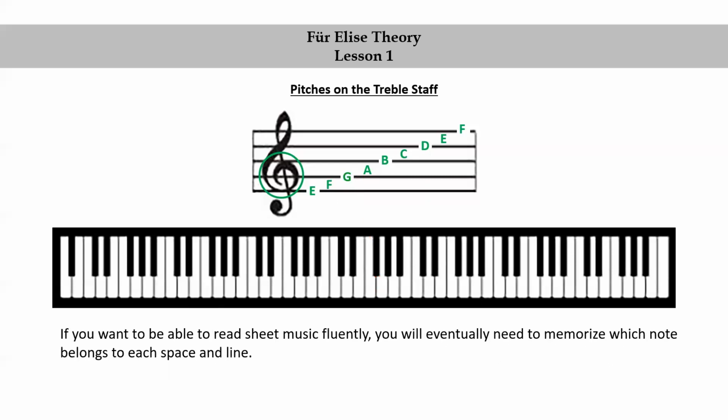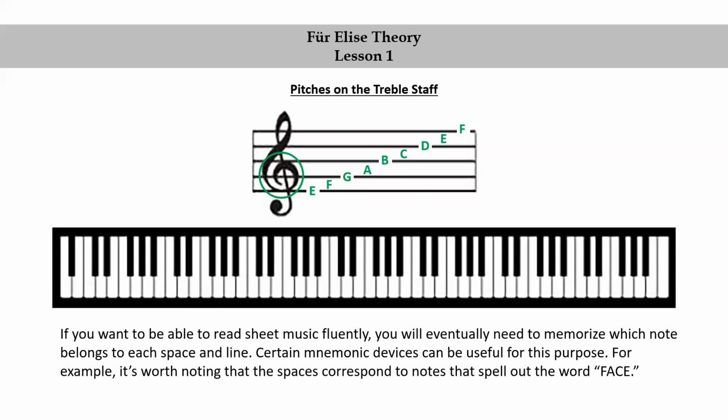Now, if you want to be able to read sheet music fluently, you will eventually need to memorize which note belongs to each space and line. Certain mnemonic devices can be useful for this purpose. For example, it's worth noting that the spaces correspond to notes that spell out the word FACE. Here they are highlighted in red. And let's get rid of the lines so that you can see clearly FACE when you look at all the spaces on the treble staff.